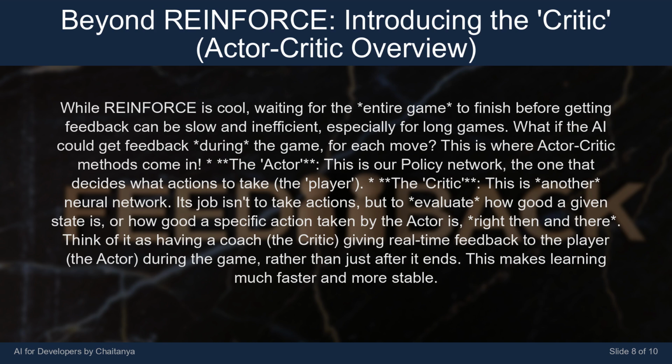The actor. This is our policy network, the one that decides what actions to take. The player. The critic. This is another neural network. Its job isn't to take actions, but to evaluate how good a given state is, or how good a specific action taken by the actor is, right then and there. Think of it as having a coach, the critic, giving real-time feedback to the player, the actor, during the game, rather than just after it ends. This makes learning much faster and more stable.